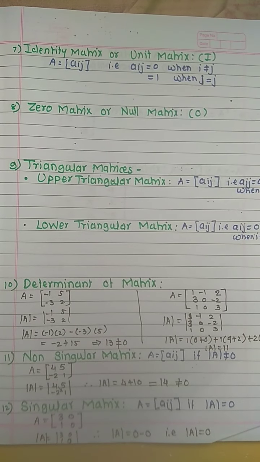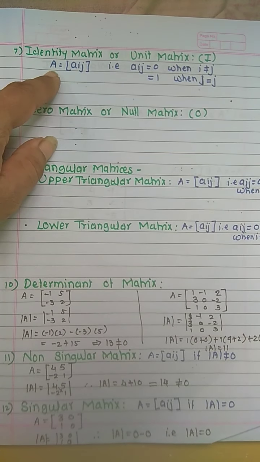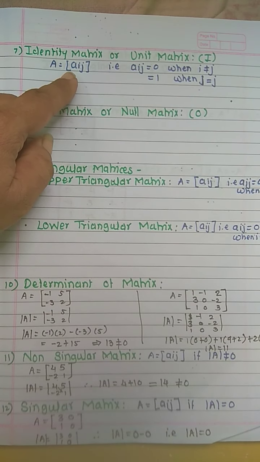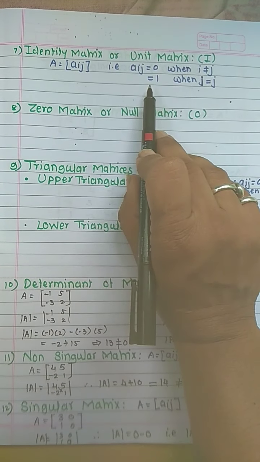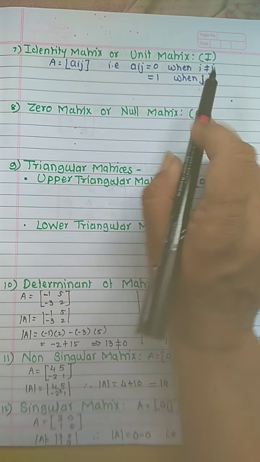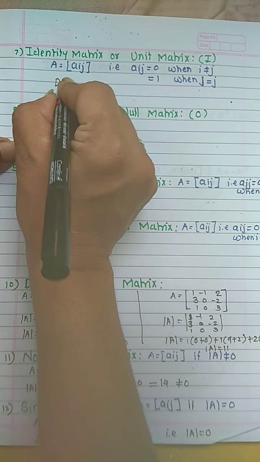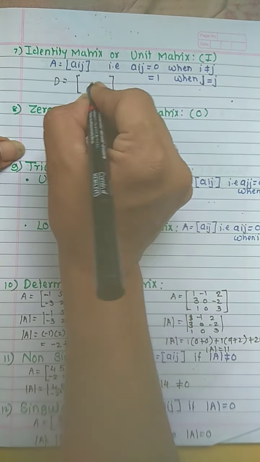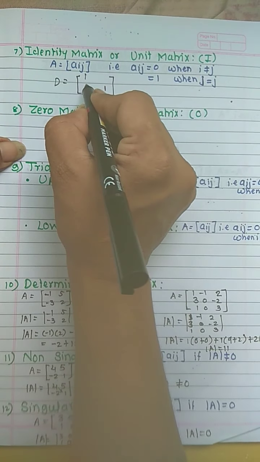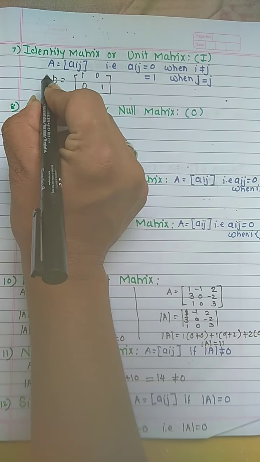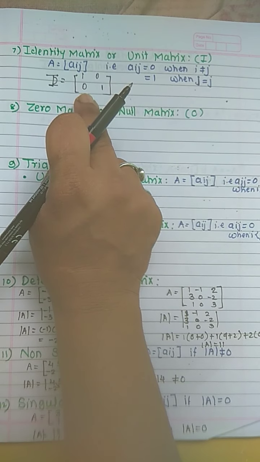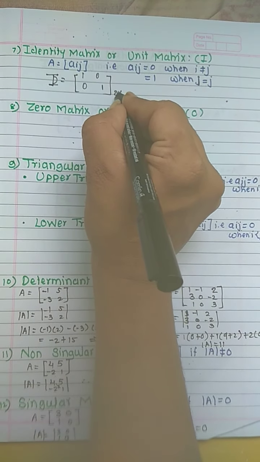Now, identity matrix. It is also called the unit matrix and it is denoted by I. In general, a matrix capital A equals [aij], that is aij equals 0 when i is not equal to j and equals 1 when i equals j. For example, matrix D contains non-diagonal elements 0 and diagonal elements 1. This matrix is called the identity matrix and the identity matrix is always denoted by I. This matrix is a square matrix of order 2, that is 2 by 2.